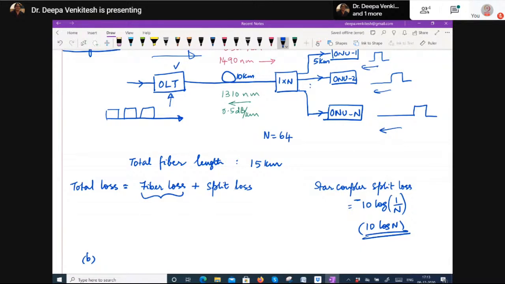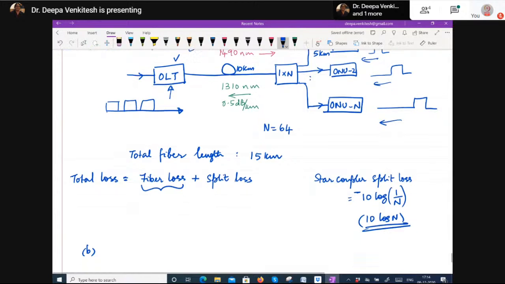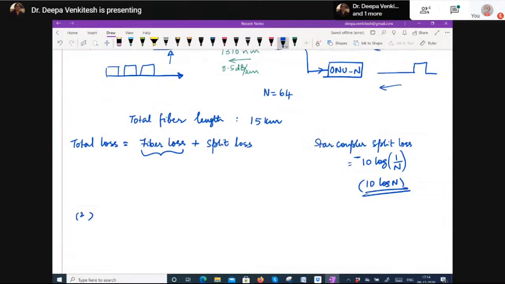Any questions on this? Okay, I don't see anything in the chat window, so I will go on. In the second question, what is asked is for a direct detection receiver limited by thermal noise.